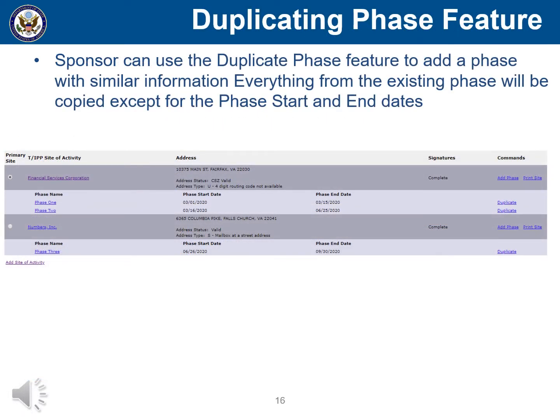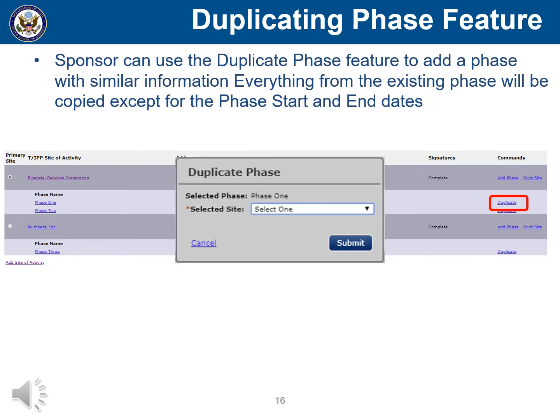The duplicate phase feature allows the user to copy information from an existing phase to a new phase. Clicking the duplicate link opens the duplicate phase window. The user must select a site to associate the duplicated phase to and click the Submit button. The Add Edit TIPP phase page opens with most fields pre-populated with data from the duplicated phase. The user must then update the necessary phase information and click the Add Phase button.